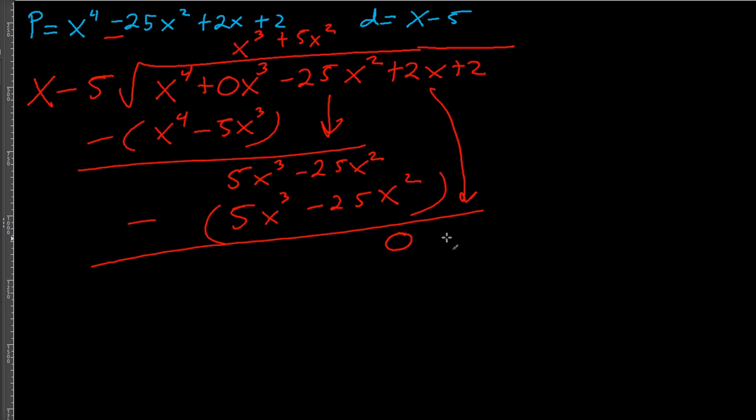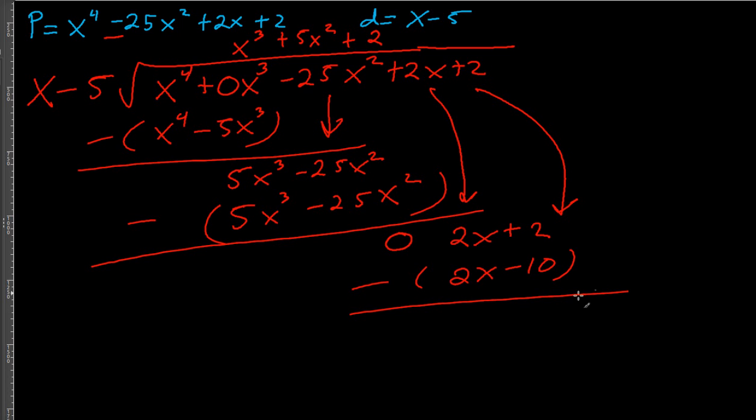So I will bring down my 2x, and I actually have to bring down 2 here because I ran out of terms. What do I multiply x by to get 2x? I would multiply it by 2. So I get 2x minus 10. Yeah, so this part goes to 0, then 2 minus 10, that's 12. Okay, so that looks like that's going to be a remainder of 12. All right, not too bad, not too bad.